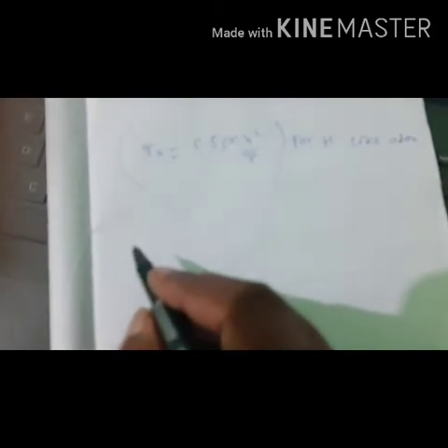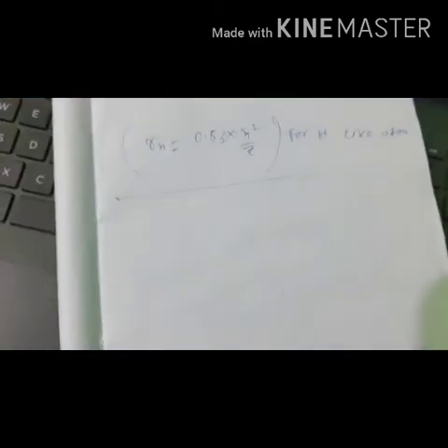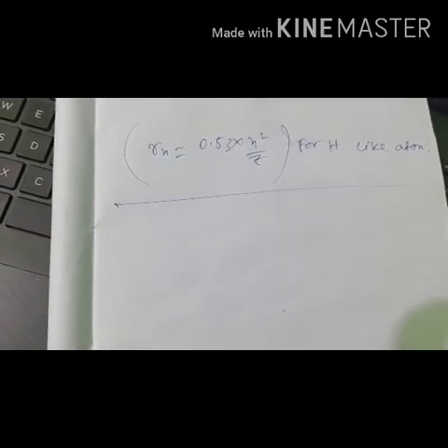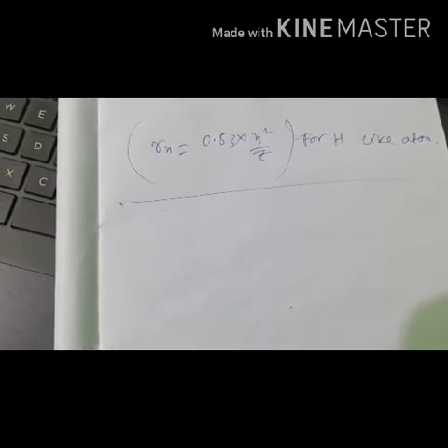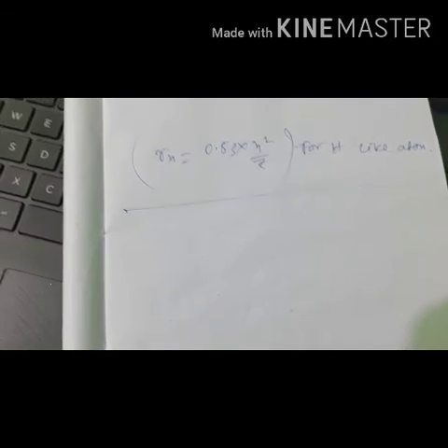Now this is the expression we have got here, and in the next video we will be discussing the derivation of the energy of the revolving electron and also the velocity of the electron. That's all.